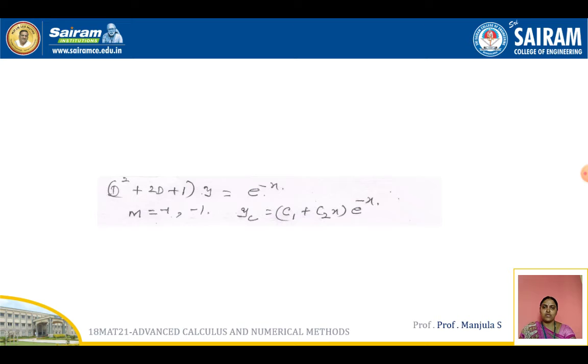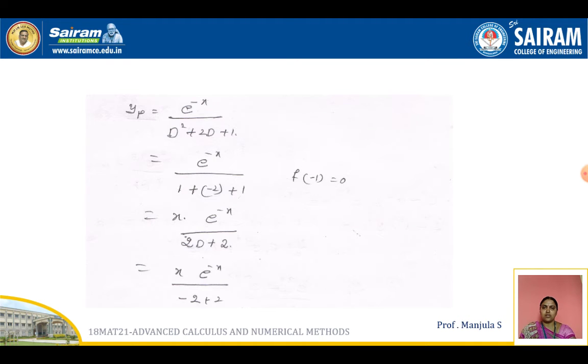(D square plus 2D plus 1) y equals e to the power minus x. First we write the auxiliary equation: m square plus 2m plus 1 equated to 0. On solving that quadratic equation, we get the roots minus 1, minus 1. The roots are real and the same, so the complementary function can be written as (c1 plus c2 x) e to the power minus x.